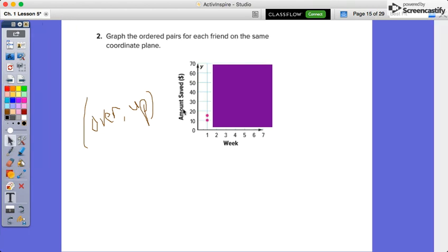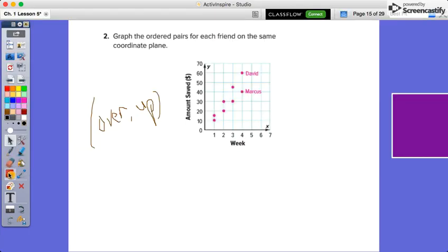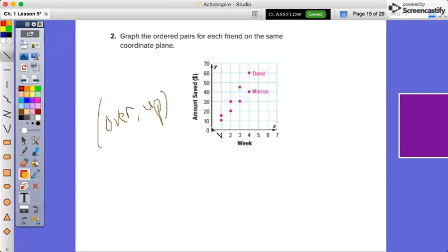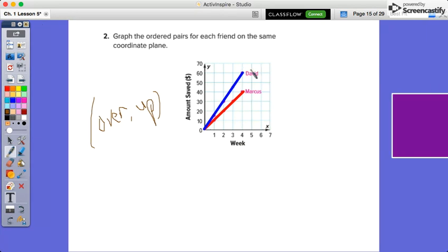So if you see here, Marcus's points, he's going to be red, I guess. And we'll do David as these blue points. Okay, you can put a little arrow at the top to show that these lines would continue. Okay, and your graph should look like that. Things to check would be that you have straight lines, because these people are earning their money at a constant rate, so the line should be straight.